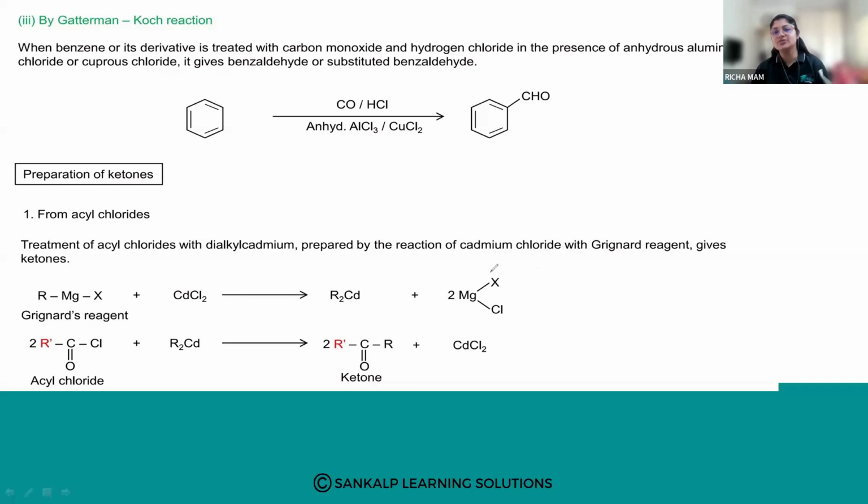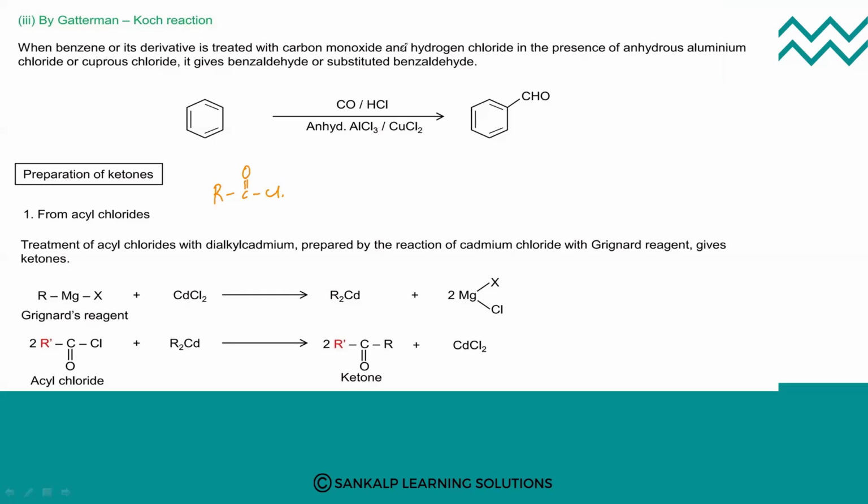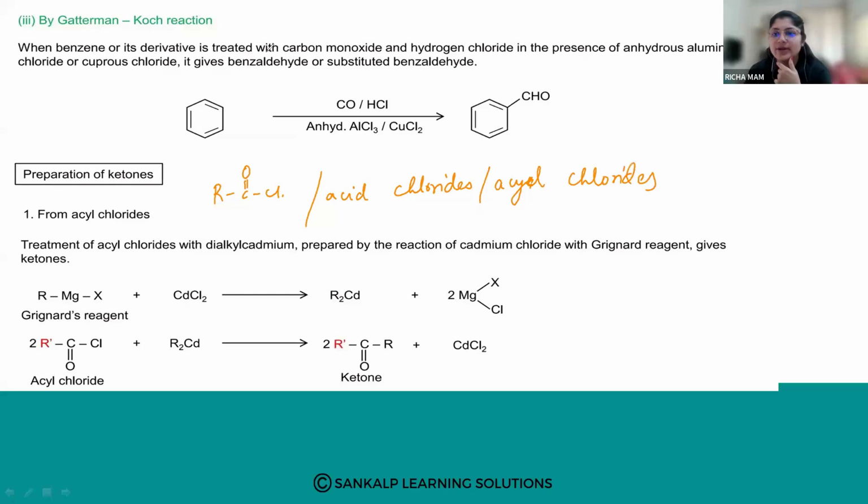So the first preparation is from acyl chloride. Now you know what is acyl chloride: R-C double bond O-Cl. This is an acyl chloride, or it is called an acid chloride. By taking the starting product as acyl chloride or acid chloride, you can prepare your ketones.